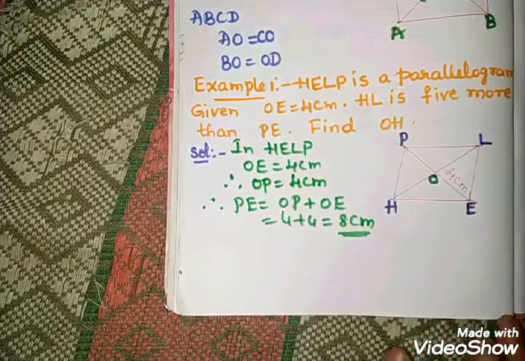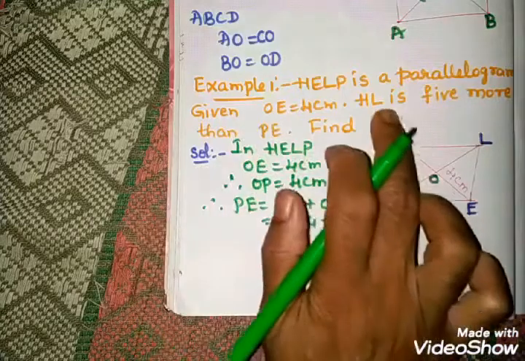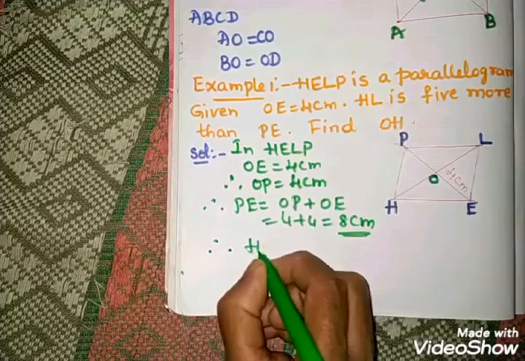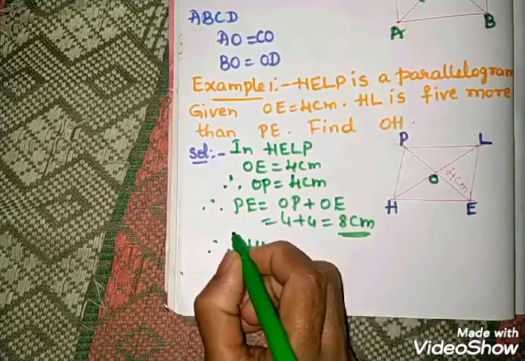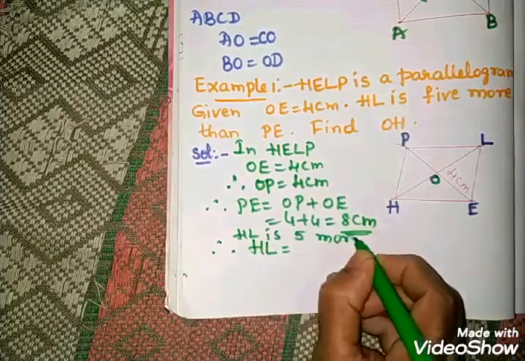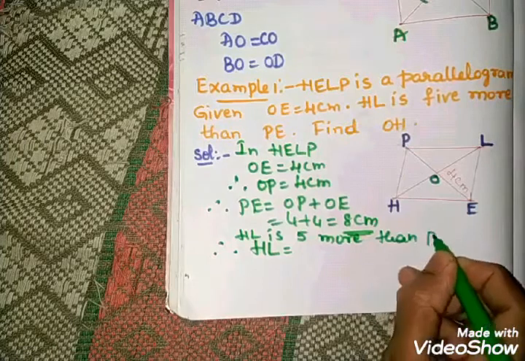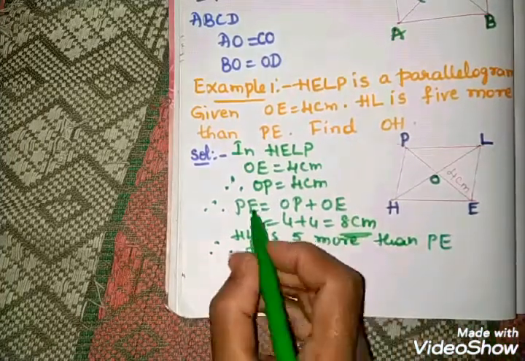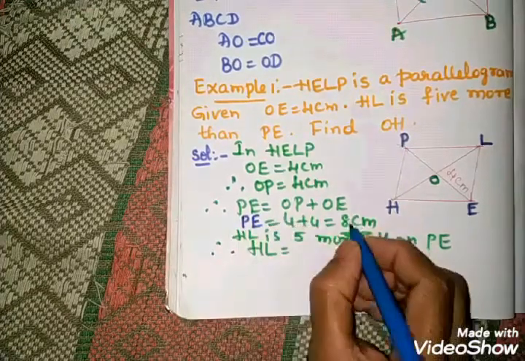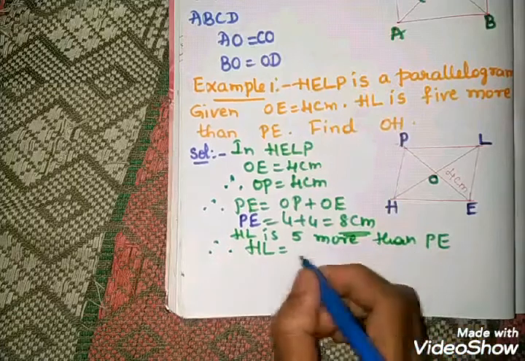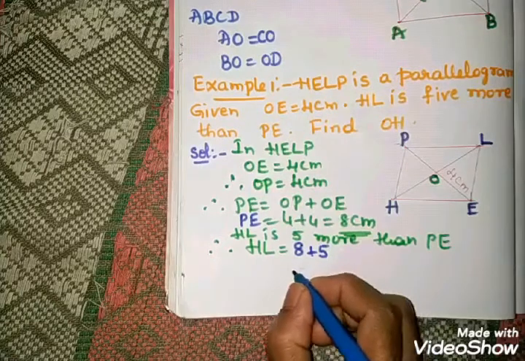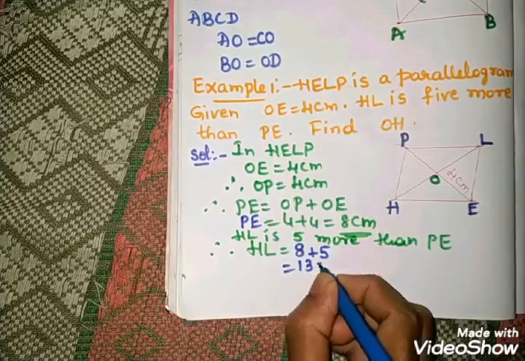PE is 8 centimeter. But what is given here? HL is 5 more than PE. Therefore, PE we found out here. PE is equal to how much? We found out here, right? PE is equal to 8 centimeter. HL is 5 more than PE. So, HL is equal to 8 plus 5. Right, children? Yes. HL is equal to 13 centimeter.